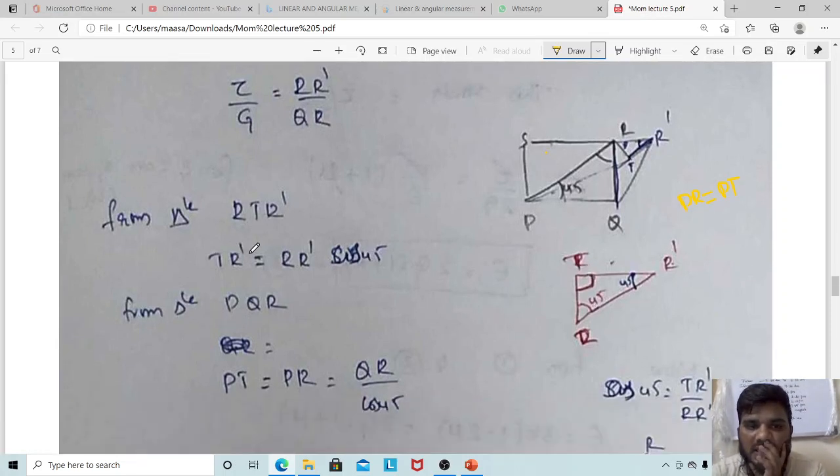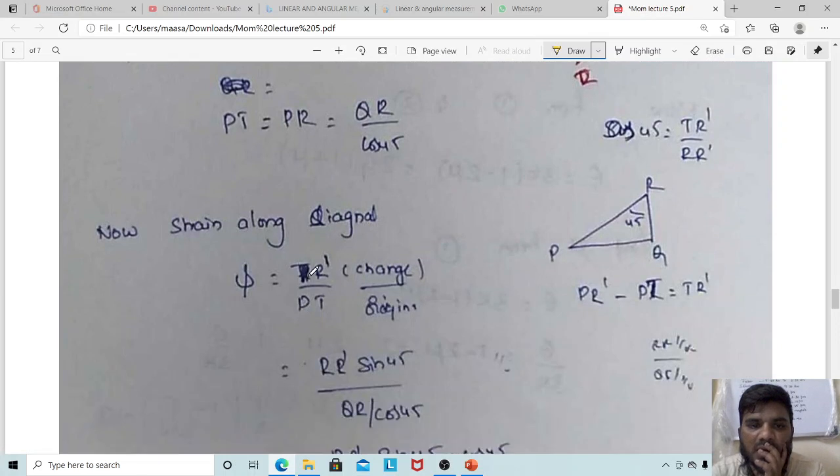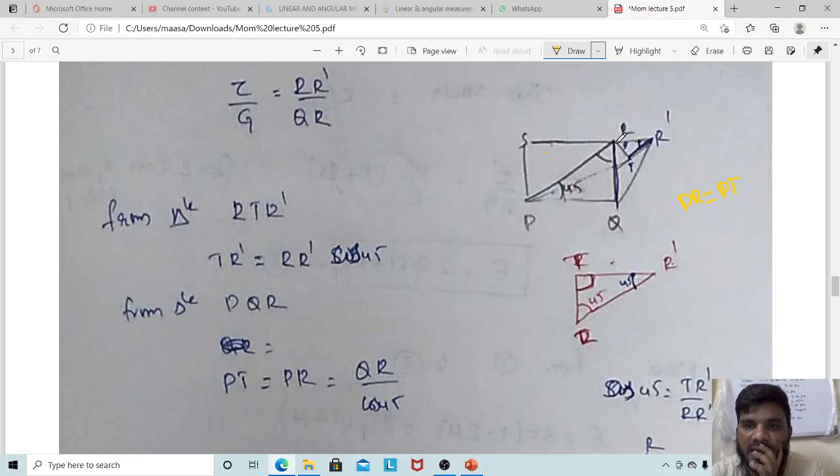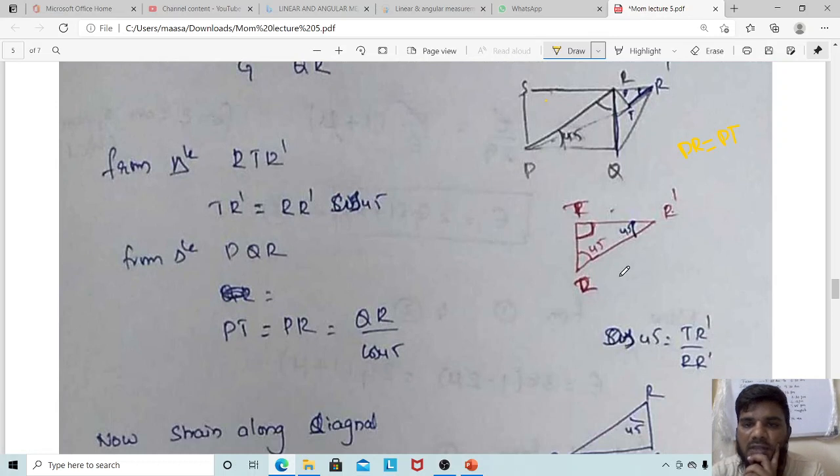So this is my TR dash. This I want to find, because I have the strain equal to TR dash by PT. How are we going to obtain that? Because the diagonal initially was PR, and now the diagonal has changed to PR dash. So the change that we obtain, TR dash, has been obtained extra. So TR dash by the original, that is nothing but PR or PT. So I have to find this TR dash from this triangle.